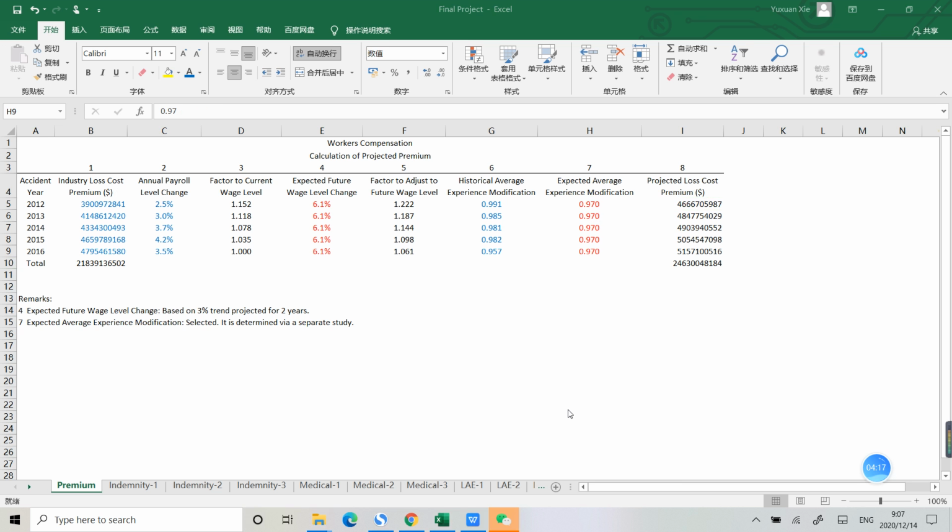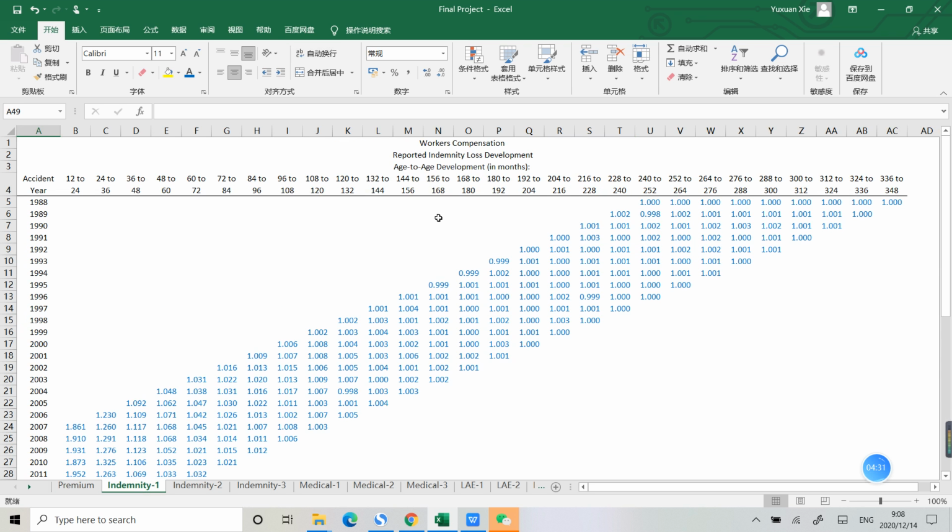Okay, let's go to the next part. The next part is indemnity. Sheets 2, 3, and 4 are indemnity. Sheet 2 is the reported indemnity loss development, and the first sheet is about age-to-age development in months.